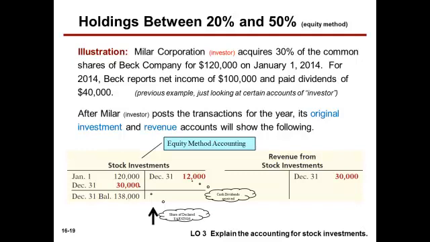Again, share of earnings will go up, will increase the stock investment account. Cash dividends received will decrease that stock investment account. We're reflecting the inherent internal value of the investee as they take those actions, declaring earnings, paying cash dividends.